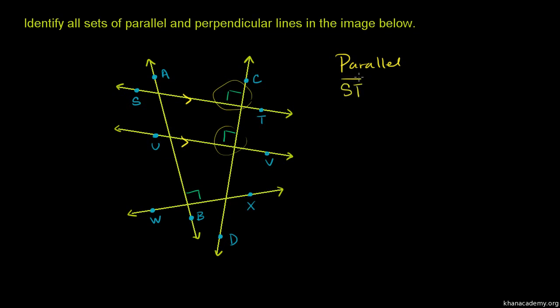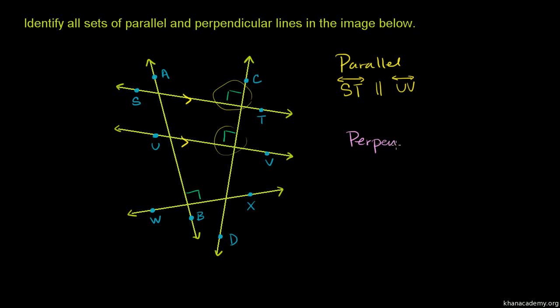Line ST, we put the arrows on each end of that top bar to say that this is a line, not just a line segment. Line ST is parallel to line UV. And I think that's the only set of parallel lines in this diagram. Yep.